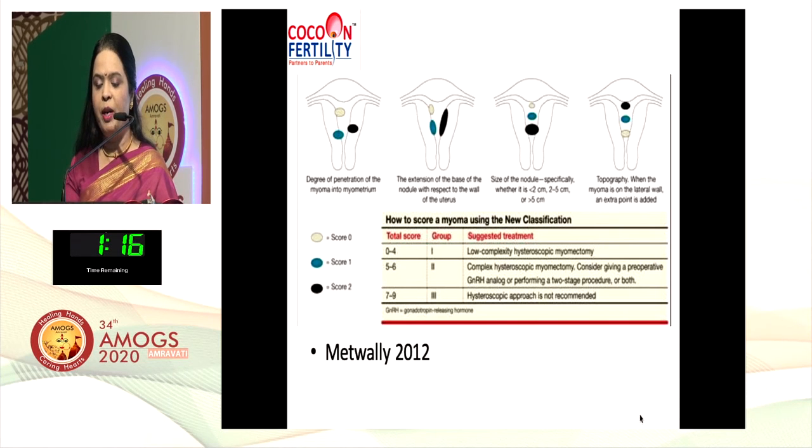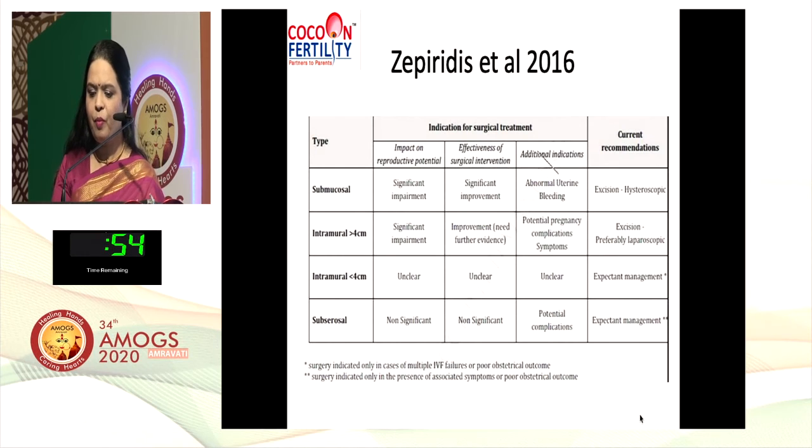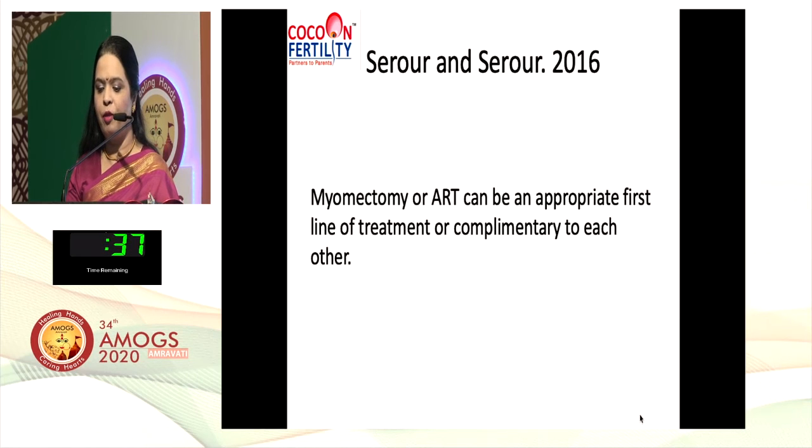And that brings me to Metwali 2012, who actually went down to scoring the myomas, and he said, how deep is the myoma, how wide is its base, what is the size of the nodule, and where is it placed in relation to the lateral wall. The higher the score, the more aggressive treatment that you need, and the poorer outcomes you get irrespective of treatment. Please take a look at this paper, it's really fantastic. Zepritis et al. in 2016 actually classified things after Metwali's paper and gave more clear-cut guidance of what to do at what stage. Both these things are easily available on the net, so just read them up once because I'm falling short of time now.